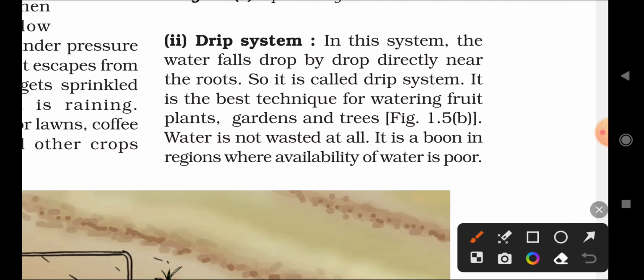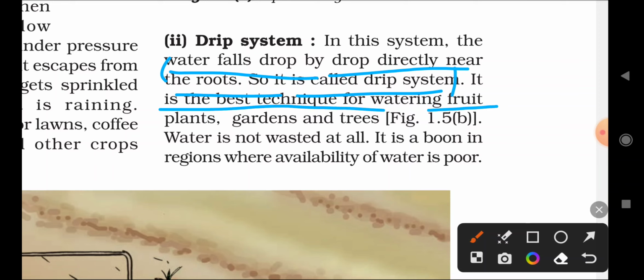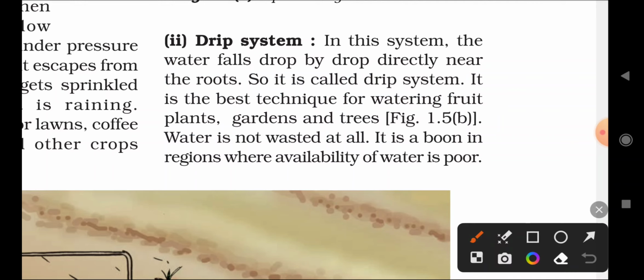What is the drip system? A 1 mark definition may be asked. The water that falls drop by drop directly near the roots is called a drip system. Water passing or dropping drop by drop near the roots is called a drip system. It is the best technique for watering fruits, plants, gardens and trees. It is best for watering fruit plants, gardens and trees.